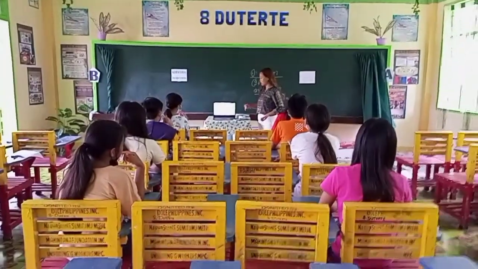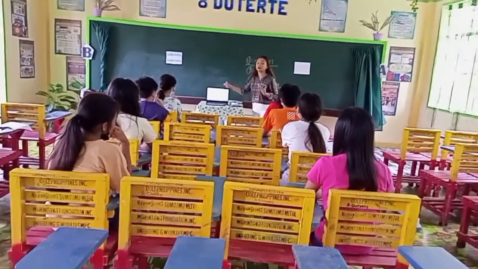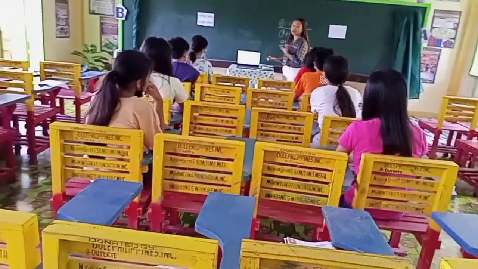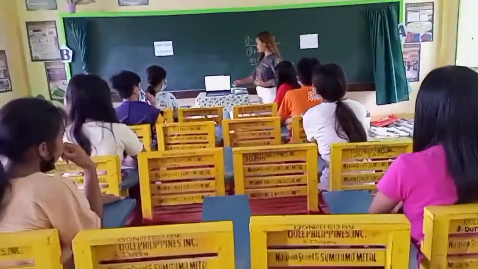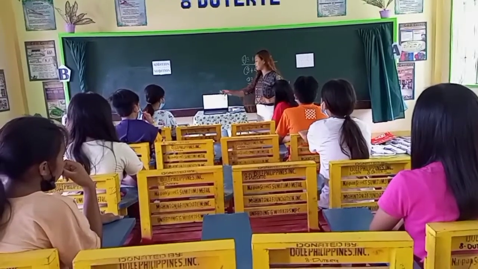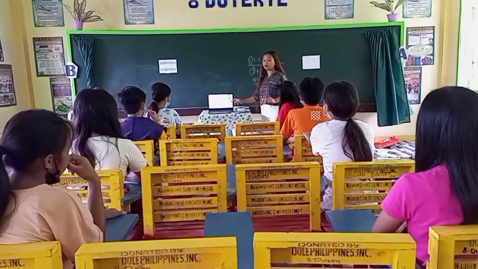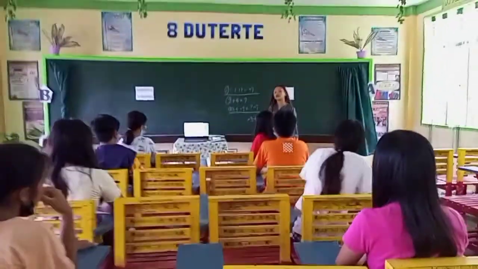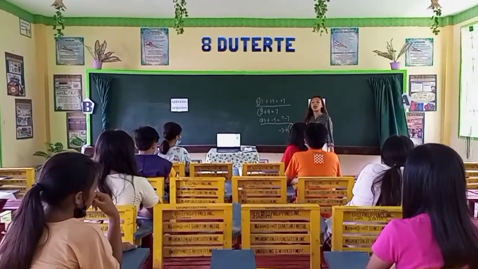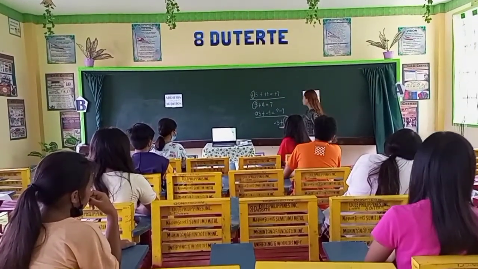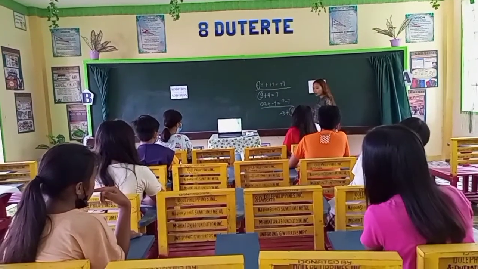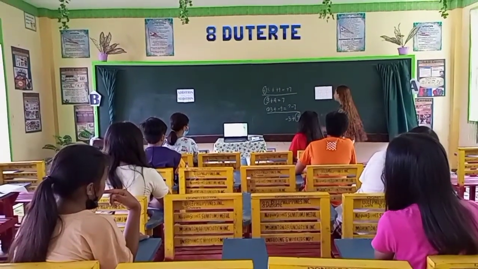So, para mas madali, ito, may steps kung paano i-solve or paano i-add yung positive and negative number. So, for the first step, find the absolute value of each integer. Kapag sinabi natin absolute value, kukunin mo ang positive value ng number. For example, negative 3 plus 4. Kukunin mo ang absolute value nila.